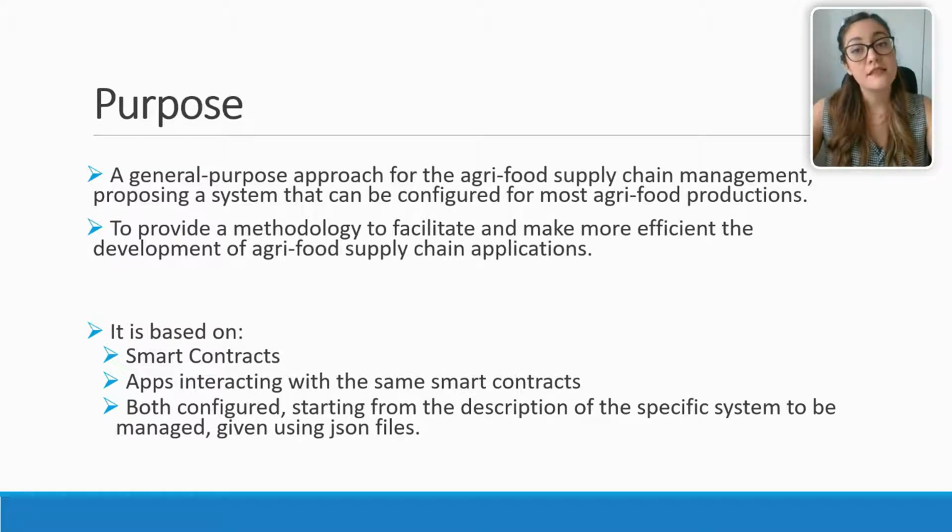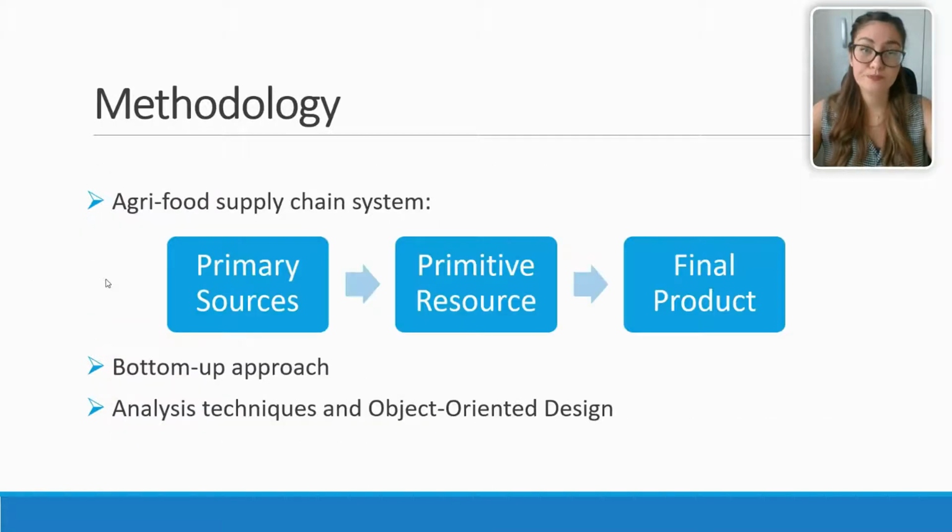However, the systems in the state-of-the-art tend to be specific to the particular production and production process. In our work, we propose a general-purpose approach, proposing a system that can be configured for most agri-food production, providing a methodology to make the development of agri-food supply chain applications easier and more efficient. It is based on smart contracts written in Solidity and applications interacting with them. Both are configured using JSON files describing the specific system to be managed.